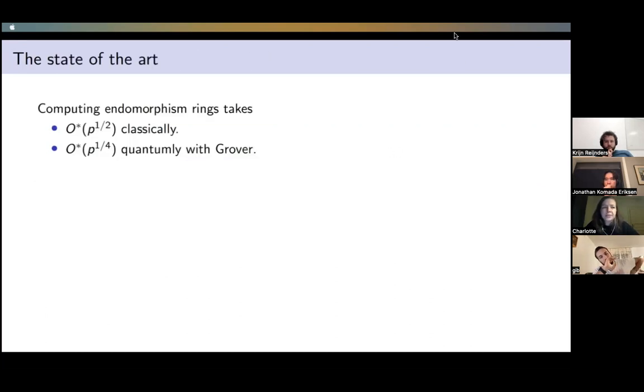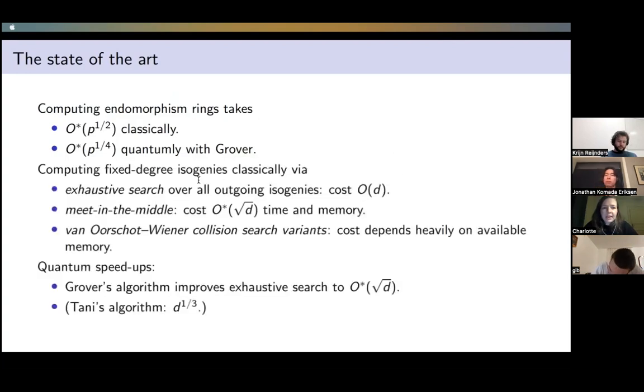So currently, I just want to go over what the state of the art in this kind of computation is at the moment. These are the complexities we consider when we're computing endomorphism rings, where we're using classically an algorithm by Eisenträger et al., and this can be sped up with Grover. And then, of course, we also need to look at how costly computing fixed degree isogenies is at the moment, without considering the algorithms that we have later in this talk.